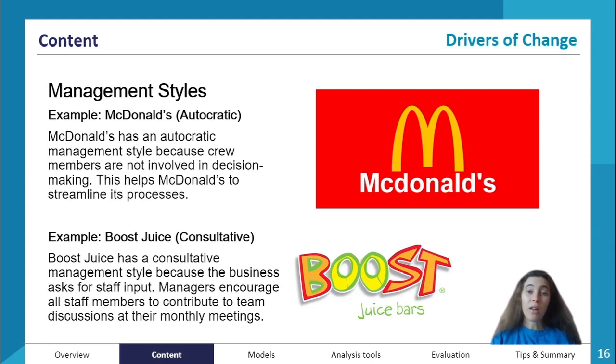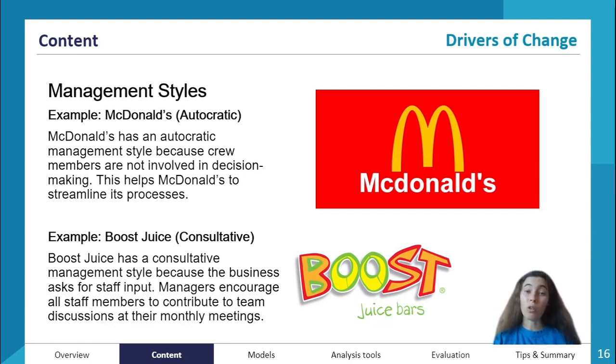Big companies are often going to need to use an autocratic style because ultimately it's not really possible to have base level employees being involved in the change. When you've got thousands of employees spread across the globe, that would logistically be really challenging. So even if the business wants to be more consultative or participative, that may not really be possible. So McDonald's is an example of that.